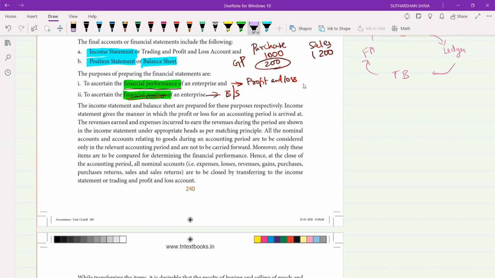The income statement and balance sheet are prepared for these purposes respectively. The income statement gives the manner in which the profit or loss for an accounting period is arrived at. We are preparing an income statement, or else we can call it the profit and loss account, for the purpose of finding out whether I am incurring a profit or suffering a loss.